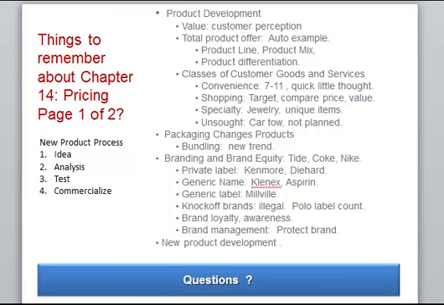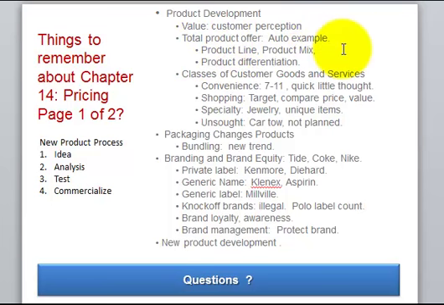We're covering two chapters in this module, Chapter 14 on pricing and Chapter 15, which we'll get to. So let's talk about pricing. First of all, you've got to develop your product, and that's got to bring some sort of value to the customer.